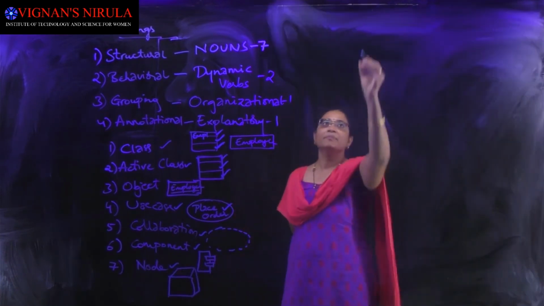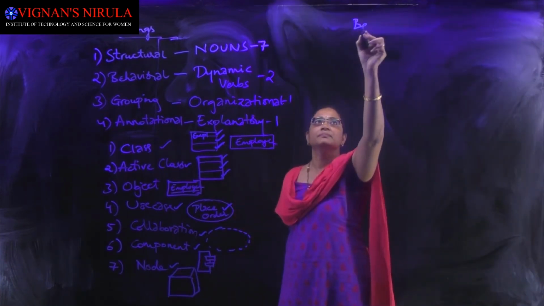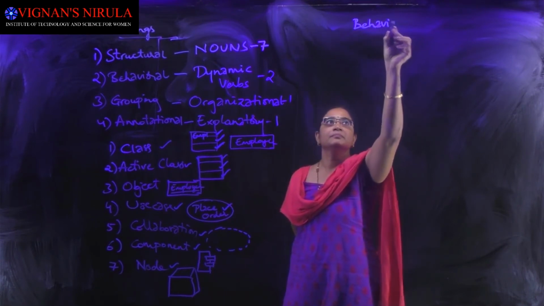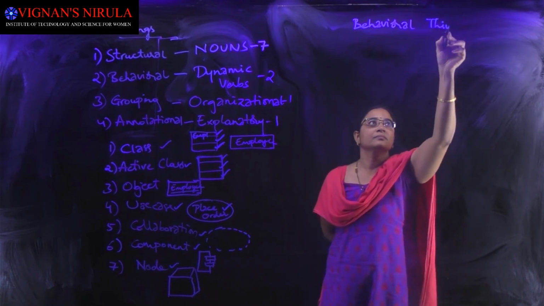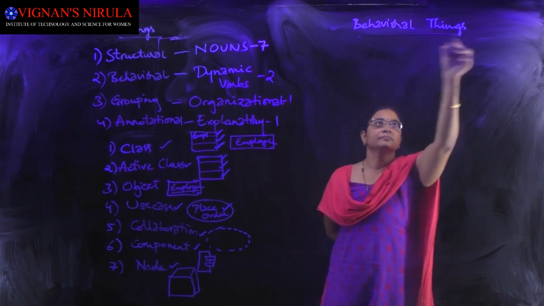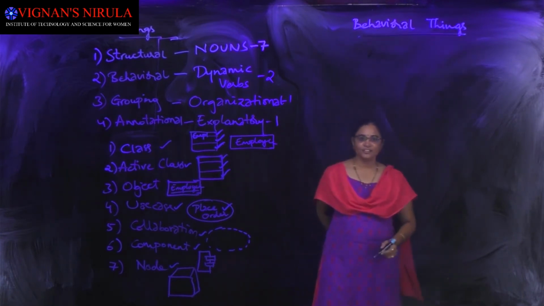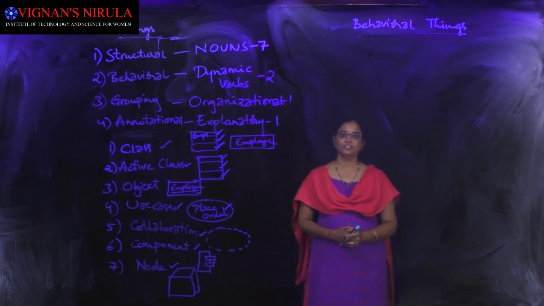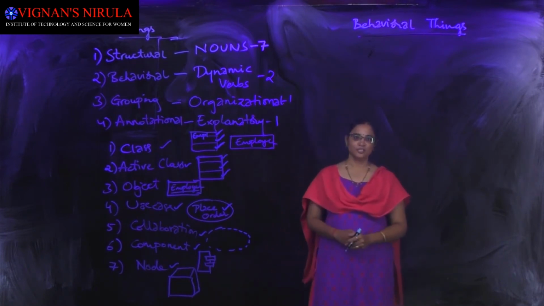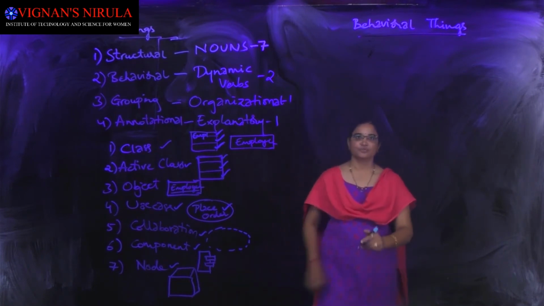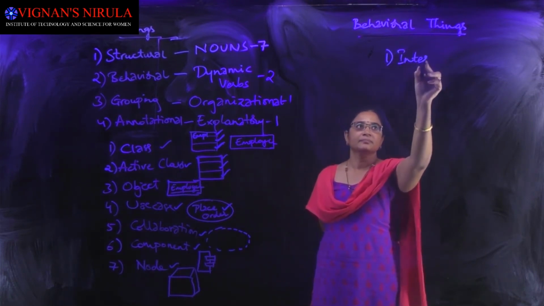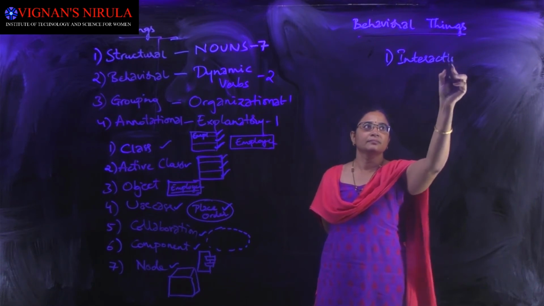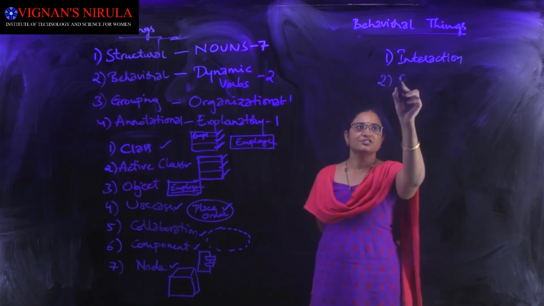Coming to the behavioral things. Behavioral things are the dynamic parts of the UML. Here we are having only 2 elements in the behavioral things. First one is interaction. Second one is the states.